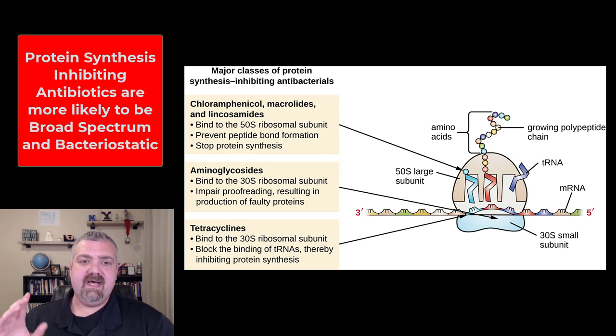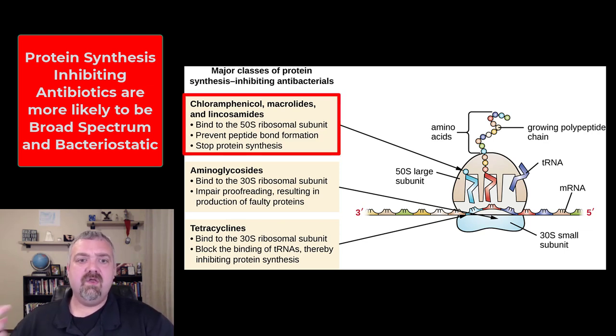So you can see the top group there, chloramphenicol, the macrolides, and lincosamides. They're going to bind to the 50S large subunit of the ribosome, and they'll prevent the formation of peptide bonds, which means that amino acids can't be added to the chain. That's going to stop protein synthesis.